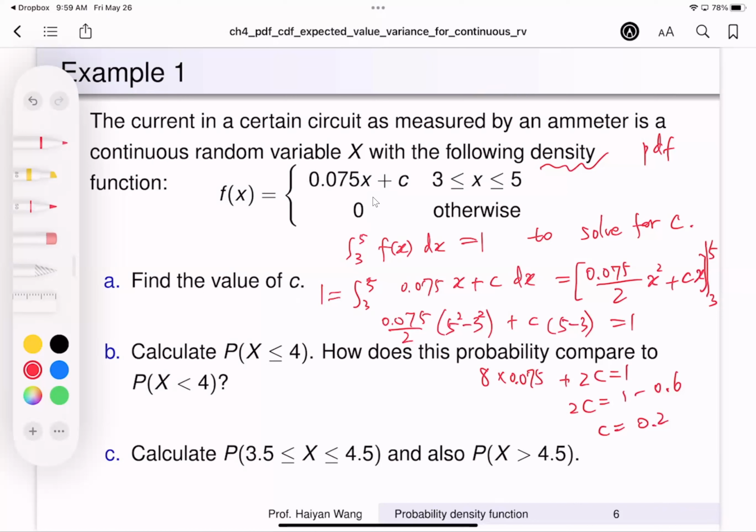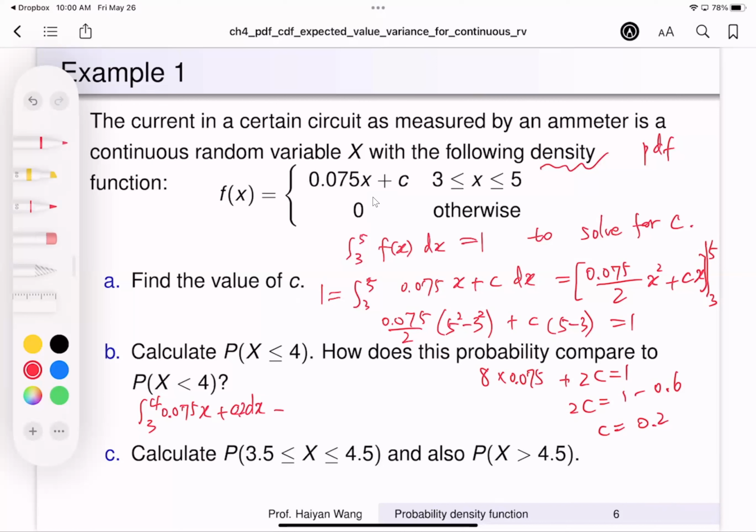So c was obtained simply by integrating the density function on the entire range of possible values, and that should be 1, to solve for the unknown c. For part B, calculate the probability that x is less than or equal to 4. When we calculate that, we will integrate from 3 to 4 the density function 0.075x plus c dx. And this will give us the probability. But c now, we can put in the 0.2.